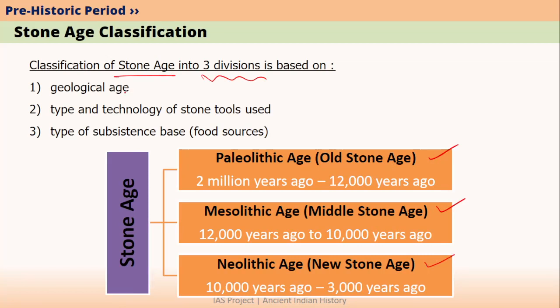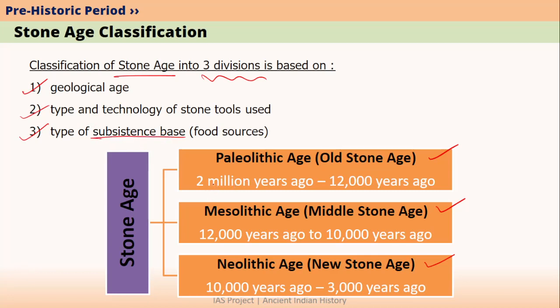We made these divisions on basis of what was the geological age during this period, what are the type and technology of stone tools that were used by these people, and then the last one was what were the type of food sources these people were having. This is also called as subsistence base.